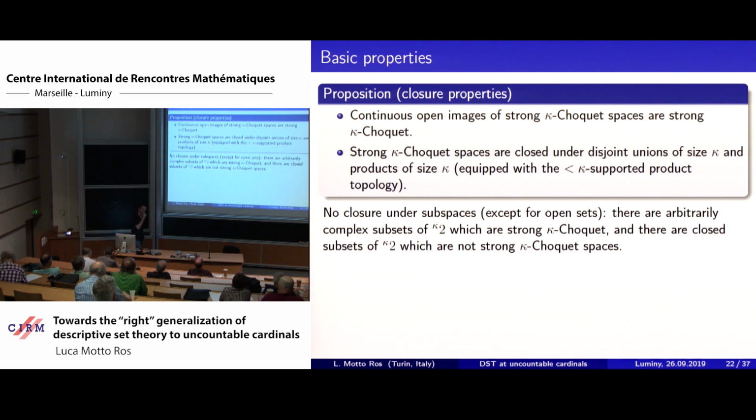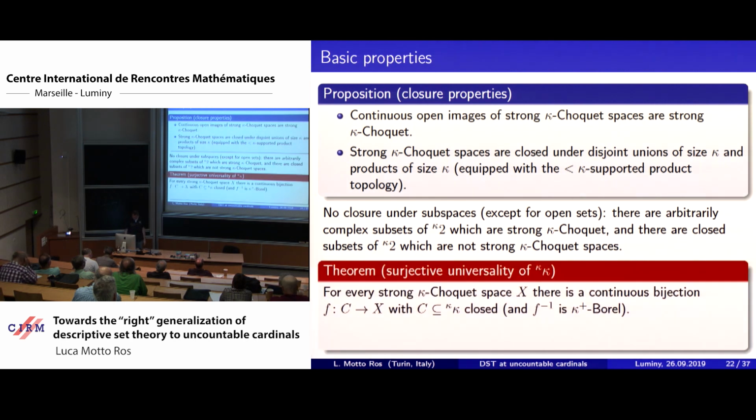One thing that you lose in this situation is that you don't have any reasonable closure under subspaces. So open subspaces are fine. An open subspace of a strong kappa Choquet space is strong kappa Choquet, but there are also strong kappa Choquet spaces which have arbitrarily high complexity. So they need not be G delta or anything like that. They can be arbitrarily complex. And also you can have very easy sets, like closed sets, which are not strong kappa Choquet. So there is no relation between complexity and being or not kappa Choquet. Okay, so this is something that is lost.